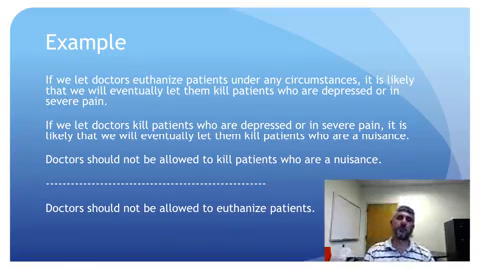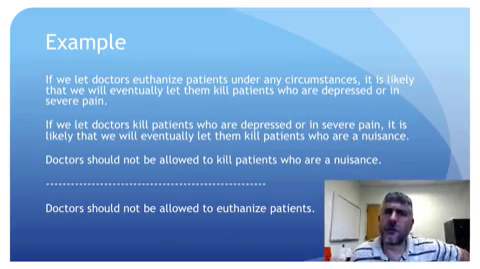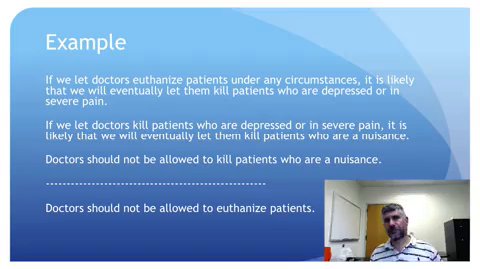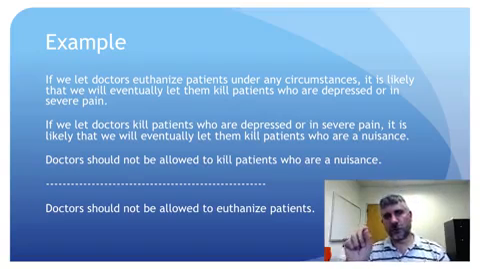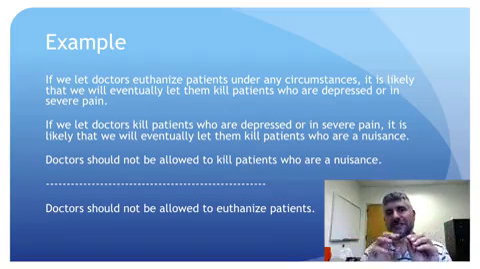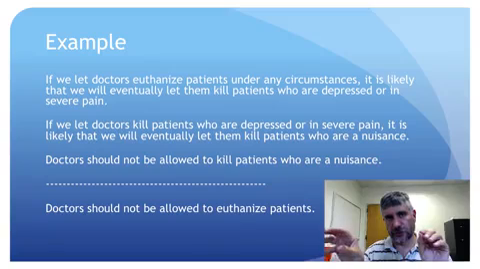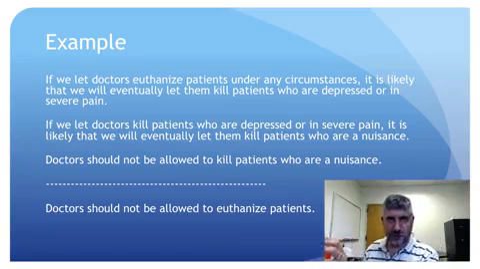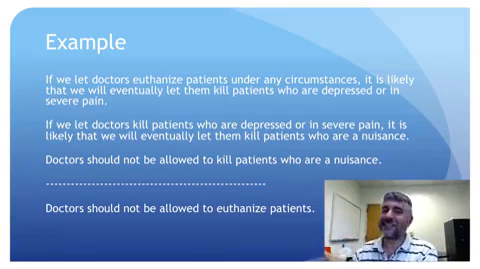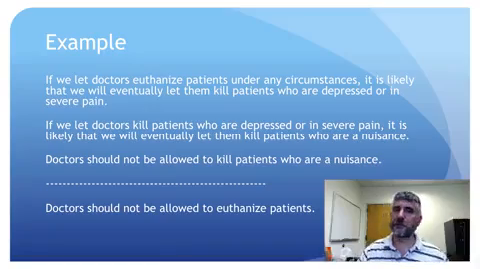Now, why is that not a good argument? Why is that a fallacy? Here's why it's a fallacy. Just because one event is likely to have a certain result, and that result is likely itself to have a certain result, it doesn't follow that the first event is likely to have that last result. Right? Consider this example.